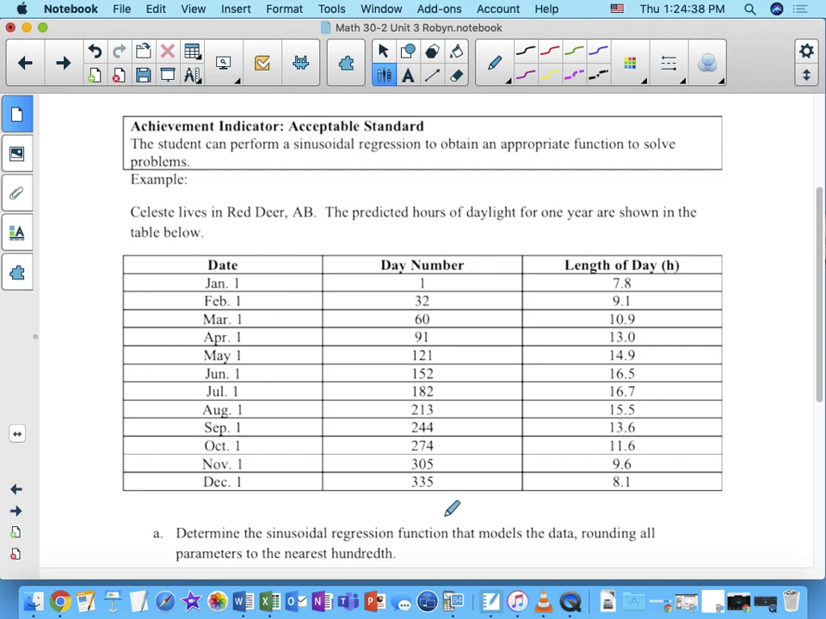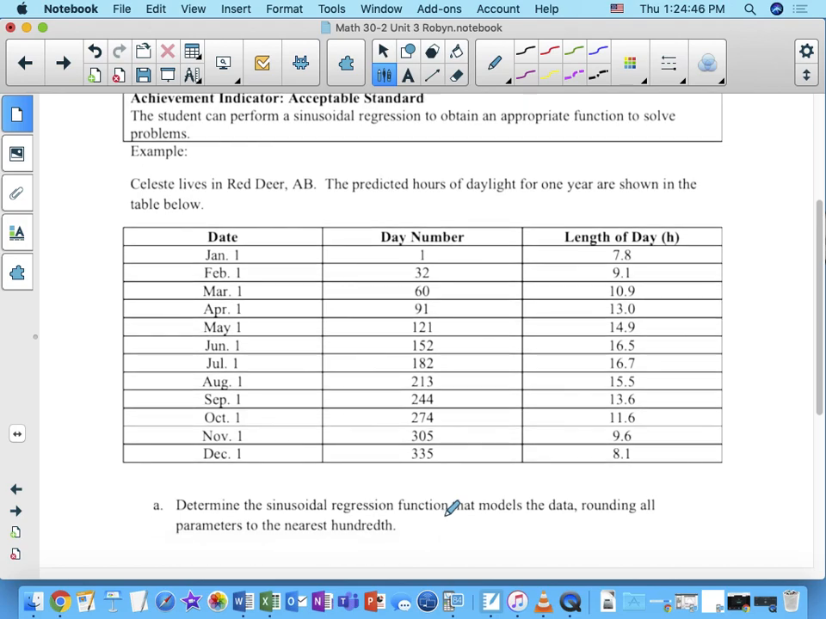So the first thing that we're being asked to do is determine the sinusoidal regression function that models the data, rounding all parameters to the nearest hundredth.